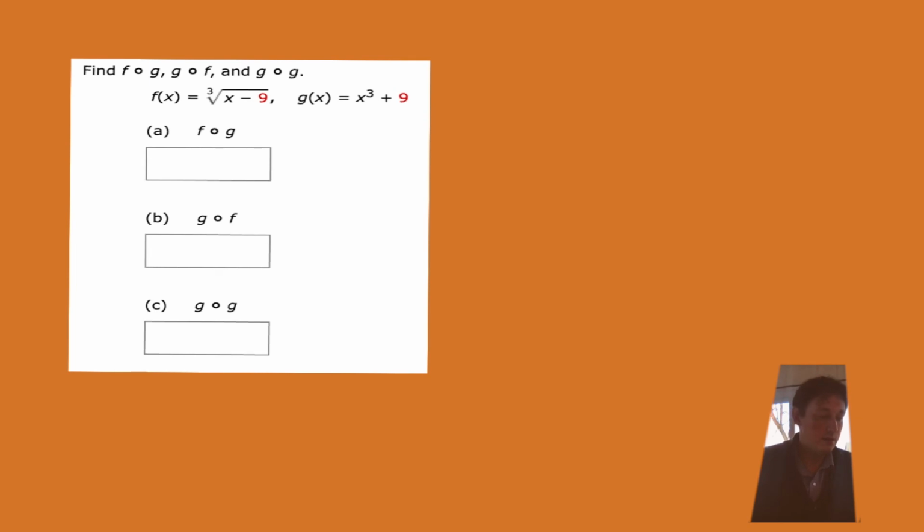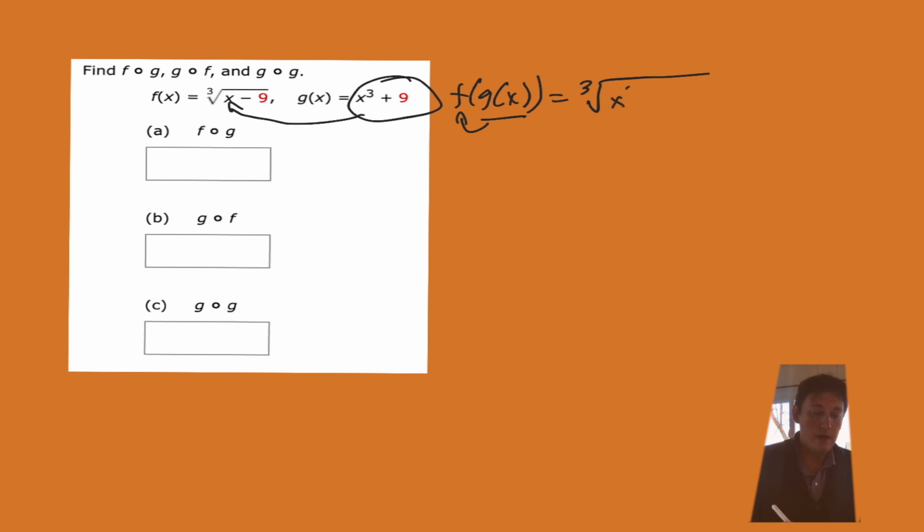In this last question, we're going to find f of g of x. Again, we're going to plug g of x into f. So I'm going to take this function g of x and plug it in where I see an x in here. So I have cube root of x cubed plus 9, and then I have minus 9 from f of x. So to simplify this, 9 minus 9 is 0, and I have cube root of x cubed, which just so happens to reduce to x.